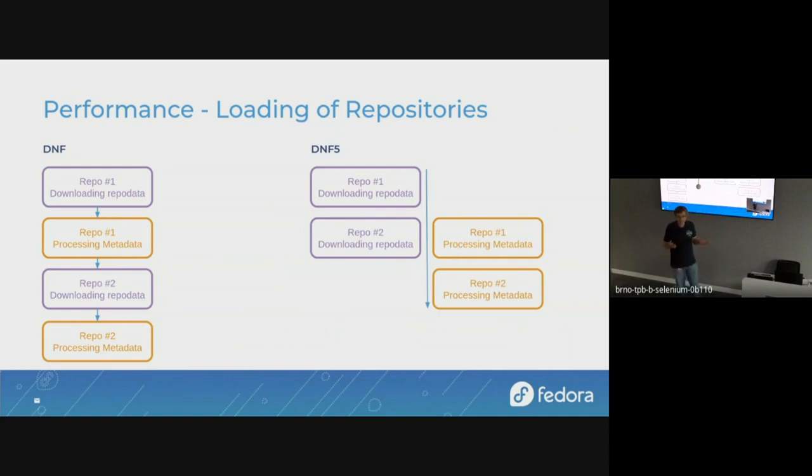In DNF5, we download the repository, and when the download of the first repository finishes, we continue with downloading the second repository, and the processing of the metadata is performed in another thread. It's also good because both processes do not fight for the same resources. Download doesn't require much CPU, and the conversion has a heavy requirement for the CPU. Therefore, we use resources more efficiently in a shorter time. That's a win. More repositories, more benefit.